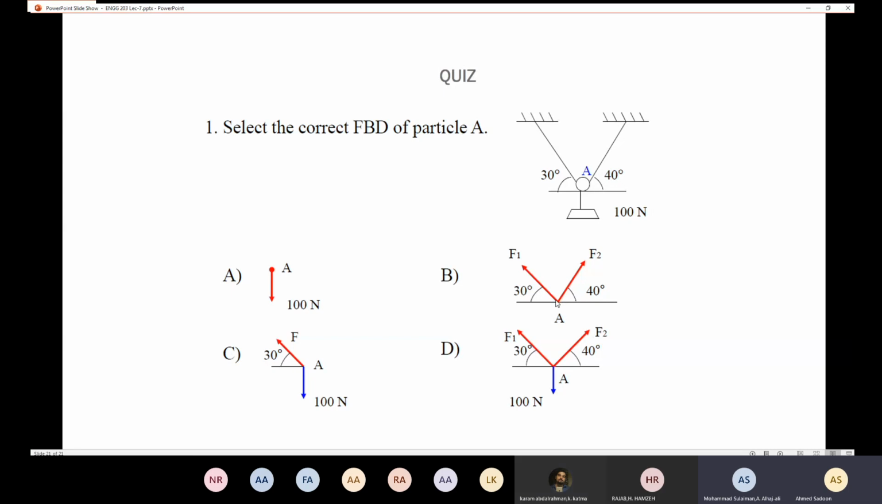Why not A? Why not B? Because the weight of the object is missing. Why not C? The cable. There is another cable missing, the cable here is missing. Why not A? Two cables are missing.